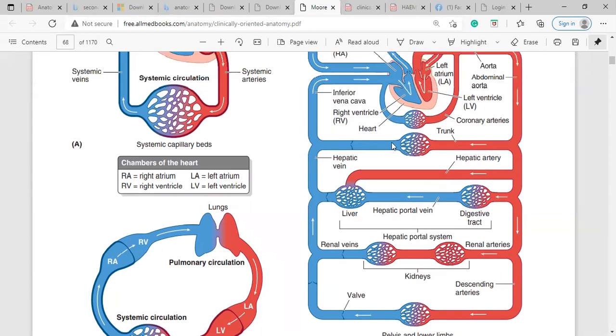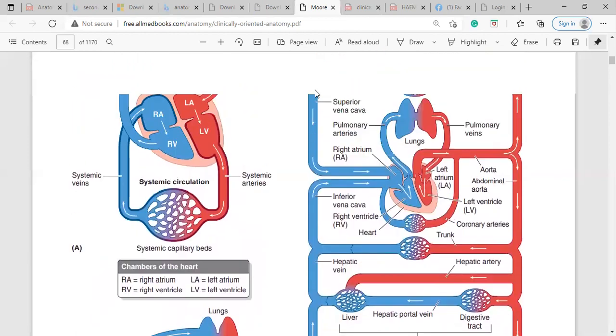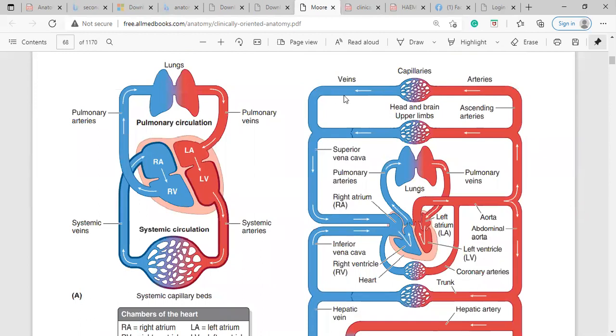Then we have some thoracic veins. And then all of these veins coming from the lower part of the body will all join and become the inferior vena cava, which is the largest vein coming from the lower part of the body. Then from the upper part of the body, we have the jugular vein.